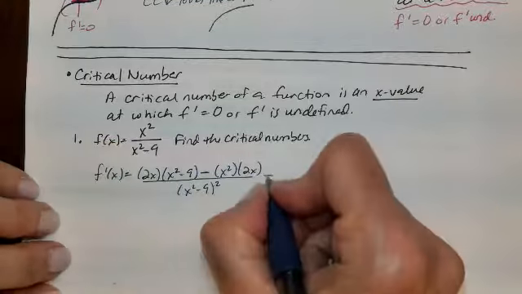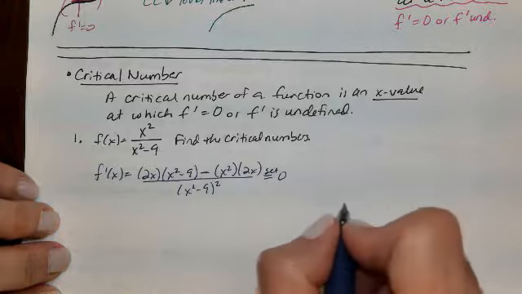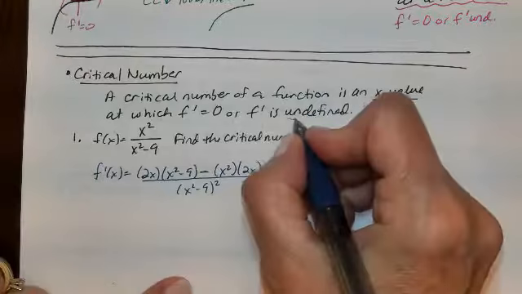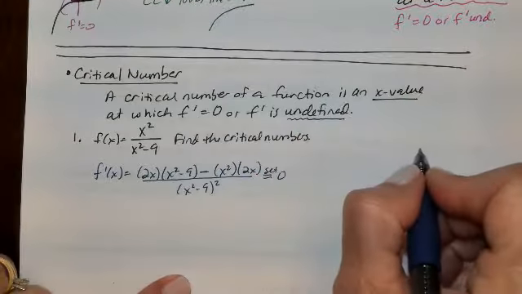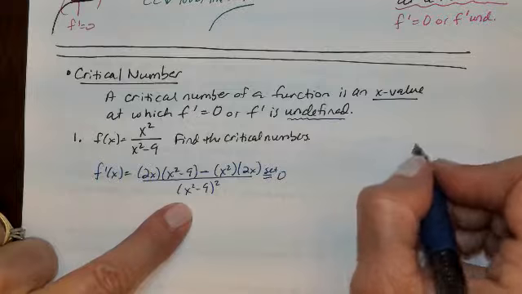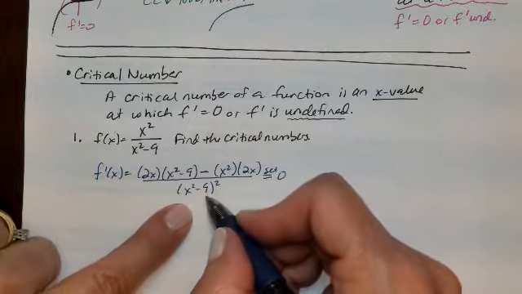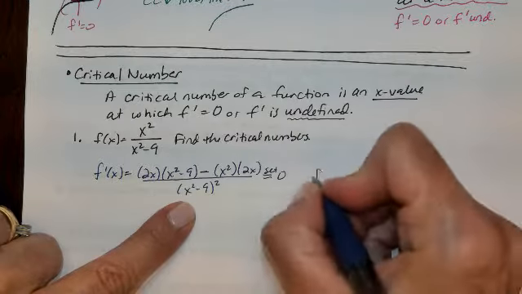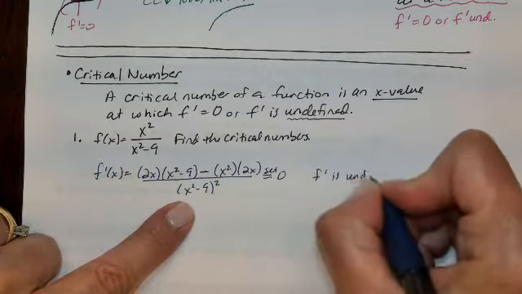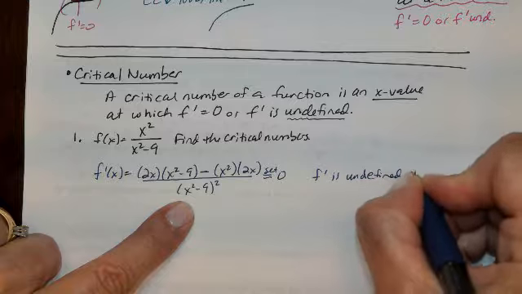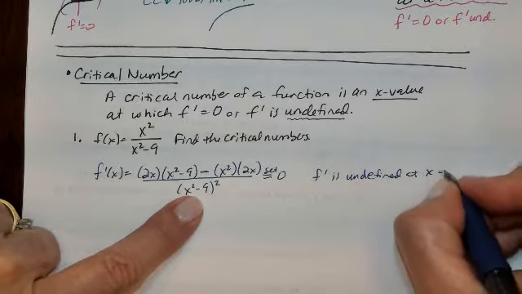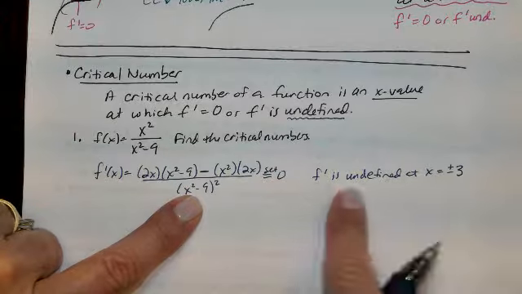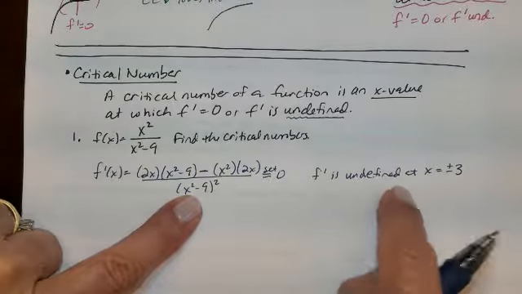Okay, we are going to set this equal to 0, but before I solve this for x, I'm going to look at it because I need to find out if there's anything that makes this derivative undefined. Remember, to find out where it's undefined, look in the denominator. What x values make the denominator 0? So f prime is undefined at x equals plus and minus 3, right? If you solve that little guy for x, you get plus or minus 3. So plus and minus 3 are critical numbers.